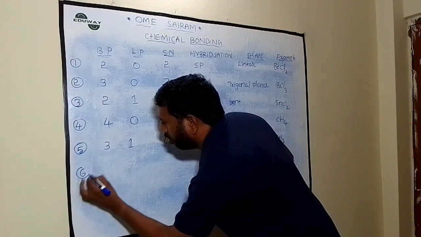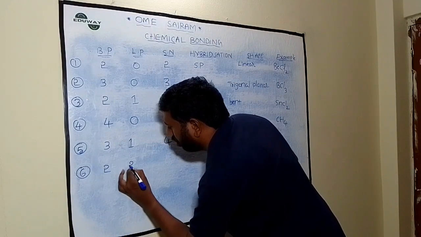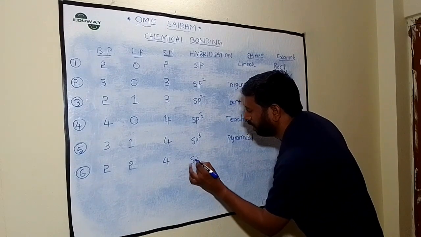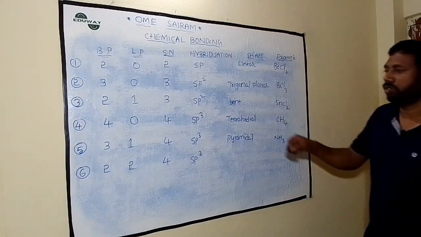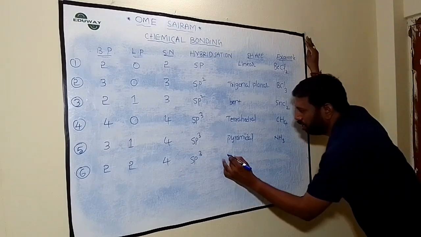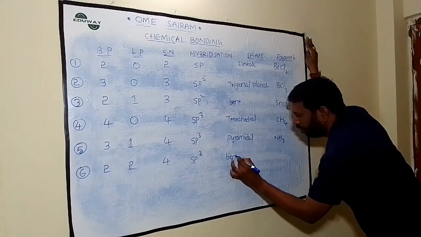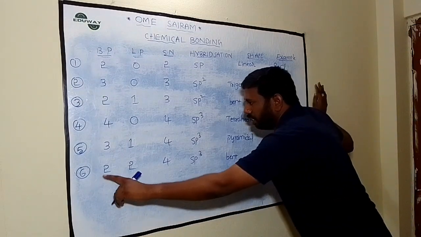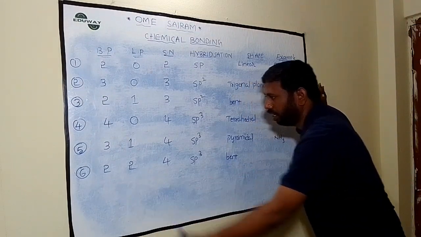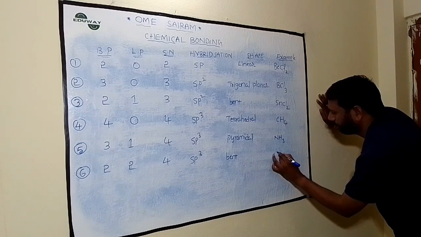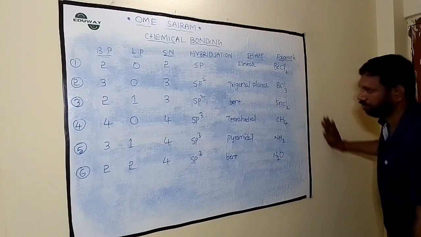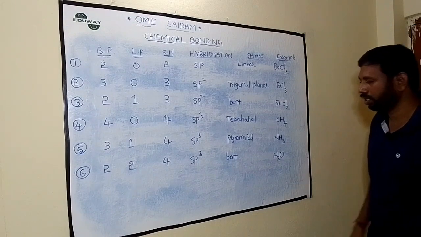Now take 2 bond pairs and 2 lone pairs. The steric number 4, hybridization sp3, and if any molecule has 2 bond pairs and 2 lone pairs, the geometry should be bent or V shape or angular shape. Here 2 bond pairs are there, that means 2 atoms should be attached to the central atom. Here 2 atoms are attached to the central atom, oxygen. It contains 2 bond pairs and 2 lone pairs.